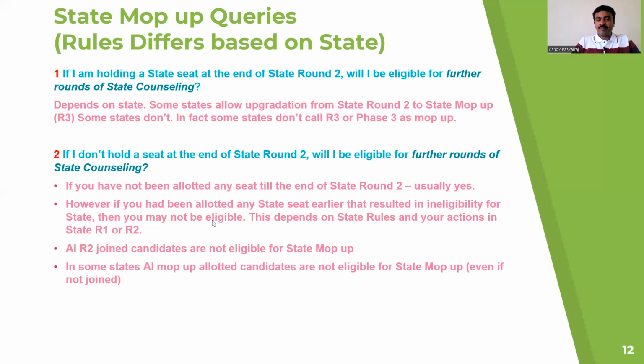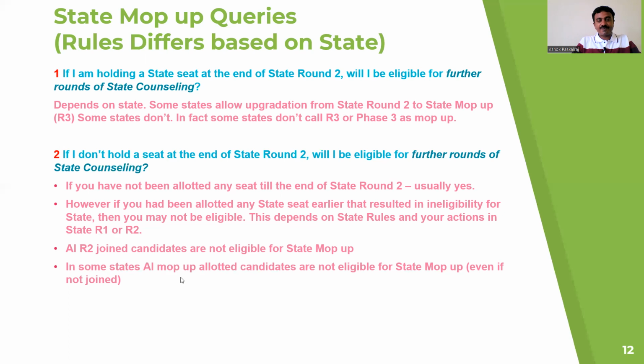But remember that if you have joined any state round 1 seat or round 2 seat and then resigned the seat for some reason, some states don't allow eligibility in further rounds at all. So your state round 1 choices and state round 2 choices become very important for eligibility for further rounds of counseling. Keep that in mind. Obviously, all India R2 joined candidates are not eligible for state mop-up because they cannot resign. We know this. This is the most crucial rule in the entire counseling, and it is based on Supreme Court orders. So all India R2 joined candidates are not eligible for state mop-up.